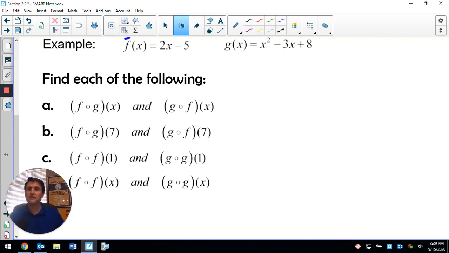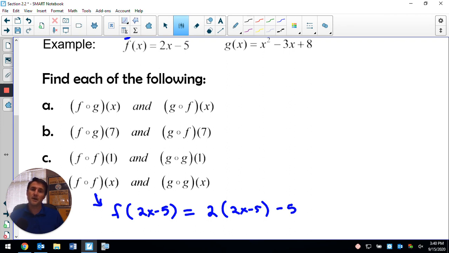F of f of x. That means we're going to start with the f function, and we're going to plug in itself. So that gives us 2 times itself, 2x minus 5, and then minus 5. That's 2 x's, and our x in this case is 2x minus 5. All right, so we're going to distribute: 4x minus 10 minus 5, which is 4x minus 15.